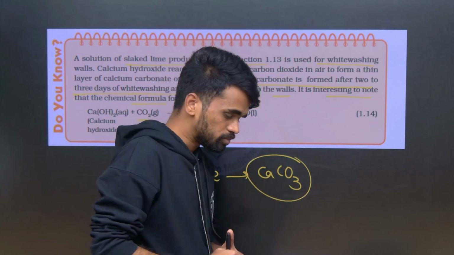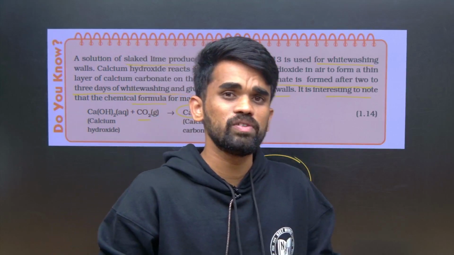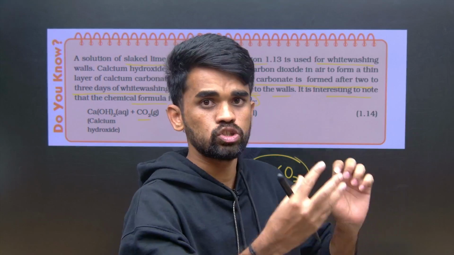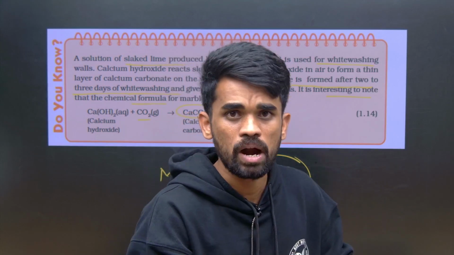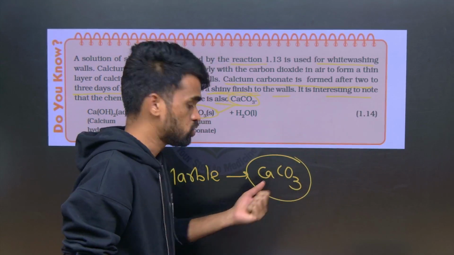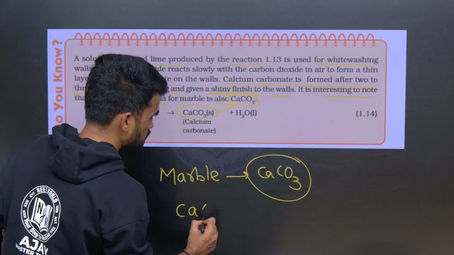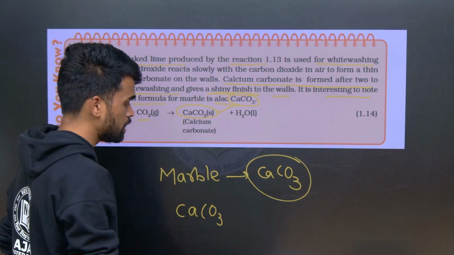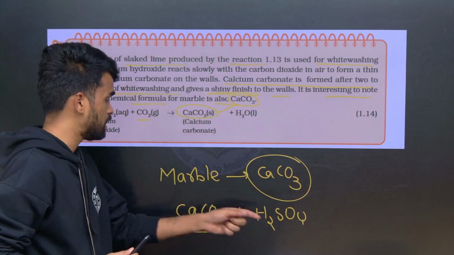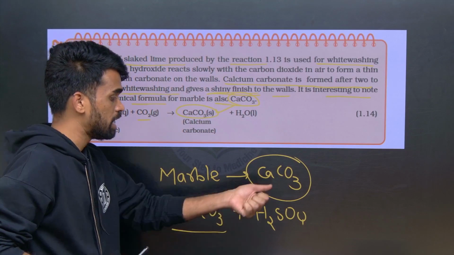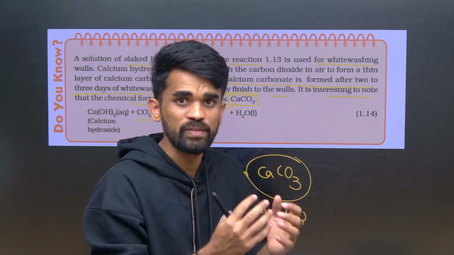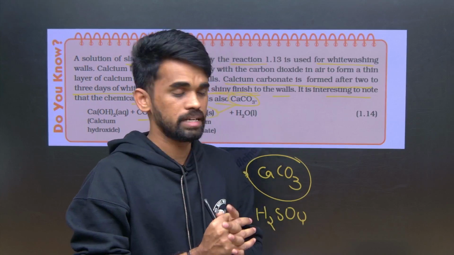Sometimes we hear that these marbles are affected by acid rains. The Taj Mahal is affected by acid rains. What happens here is that the acid rain disturbs this CaCO3. This calcium carbonate is a solid substance, a marble, so whenever acid falls on it, it gets affected. Therefore the Taj Mahal is getting affected by the acid rains. I hope it is clear.